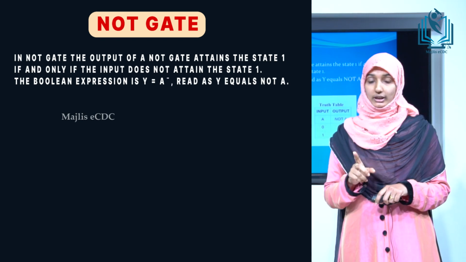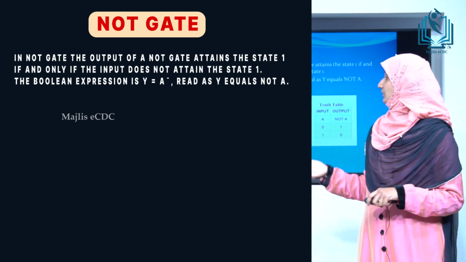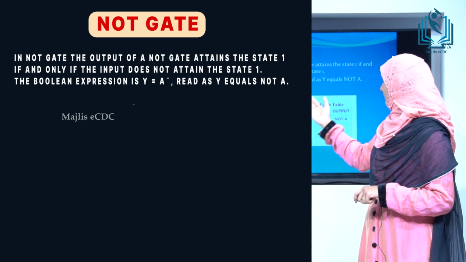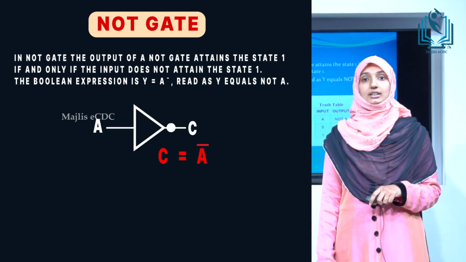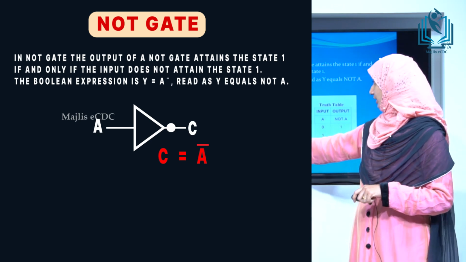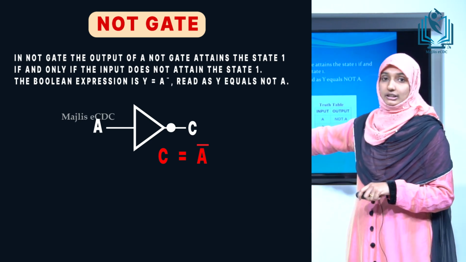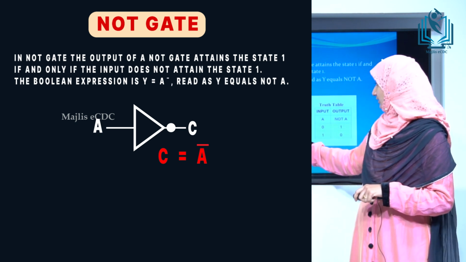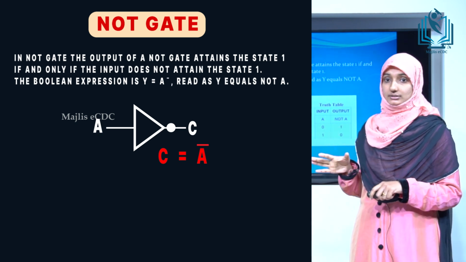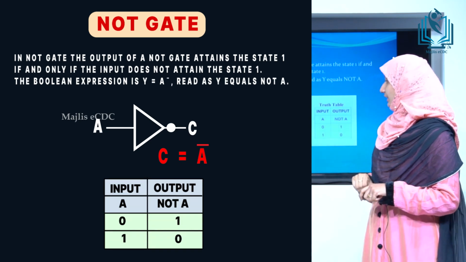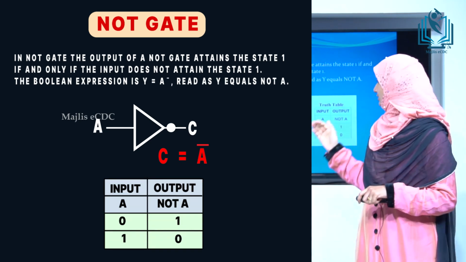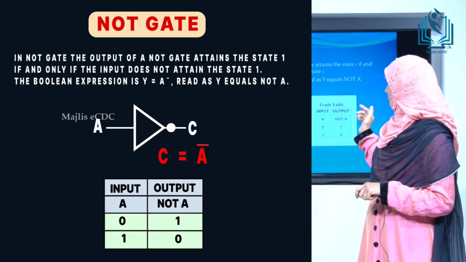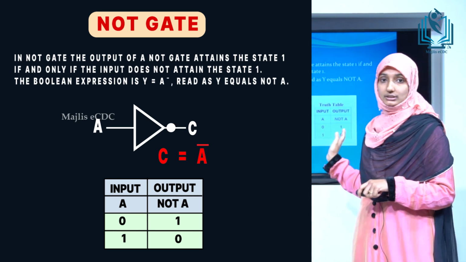It has only one input and one output. Read as Y equals NOT A. And here is the symbol of the NOT gate, with one input and one output. Here we are performing the complement operation, and Y equals A bar. This is the truth table of the NOT gate: input A equals 0 and 1, output NOT A equals 1 and 0.